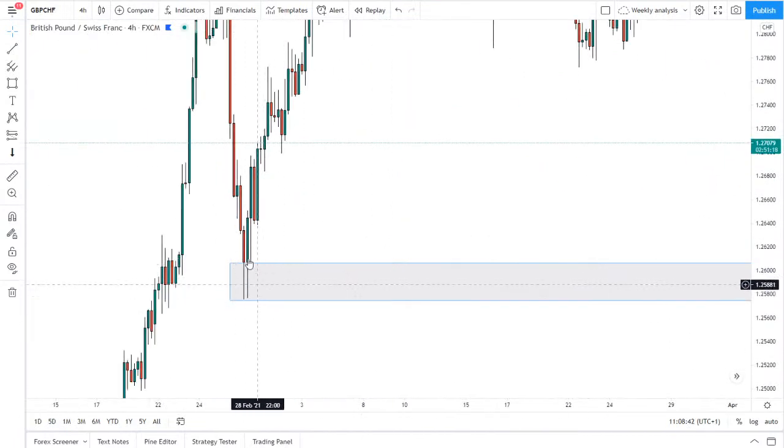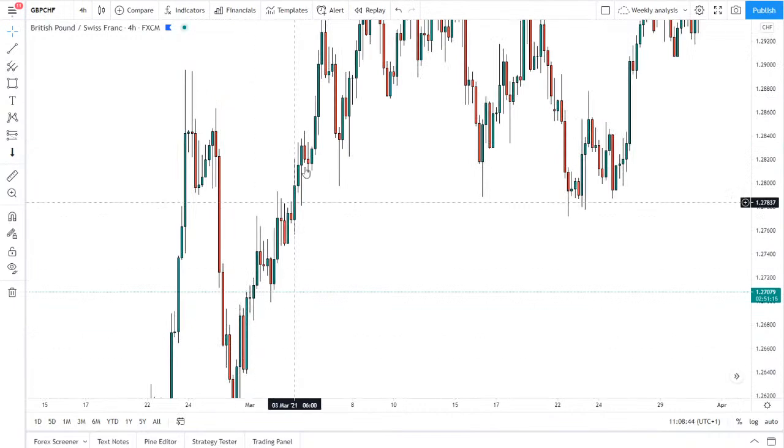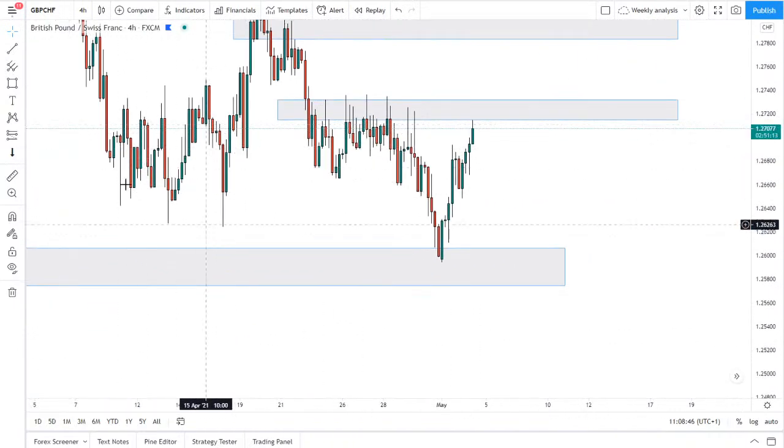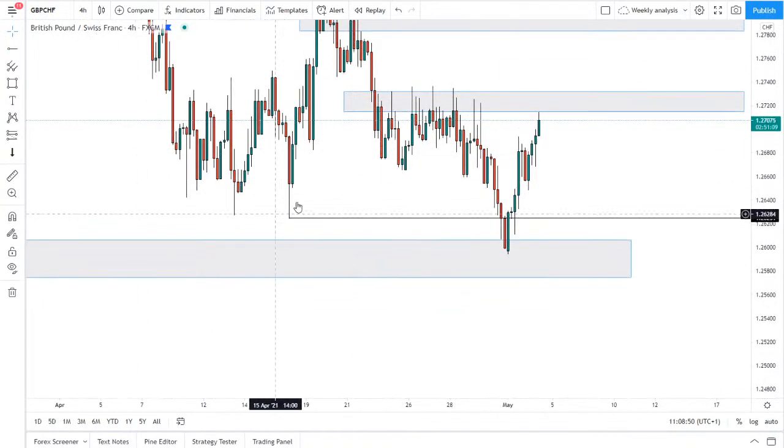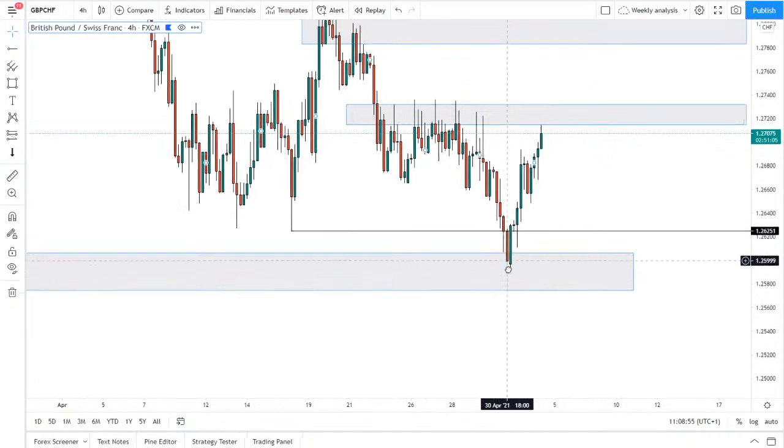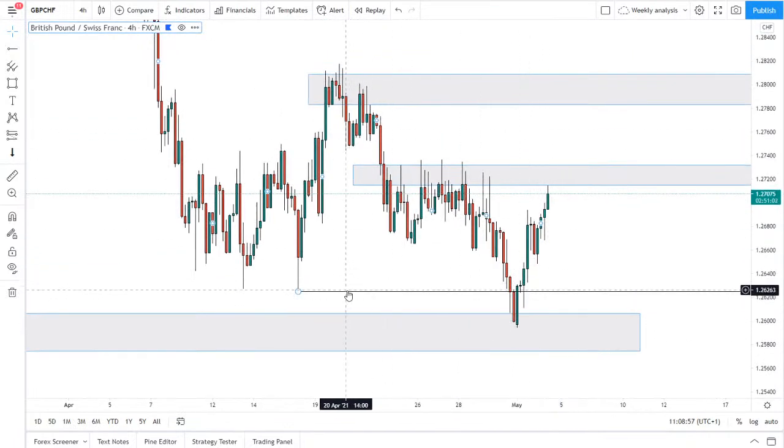Taking a look at the cross, you can see a nice area where we had those two wicks, and price really took off to the upside. We build up some nice support just above this area, so waiting for this support to break, a bit of a false breakout of those areas to tap into that support, and then we saw that nice push to the upside after that area.